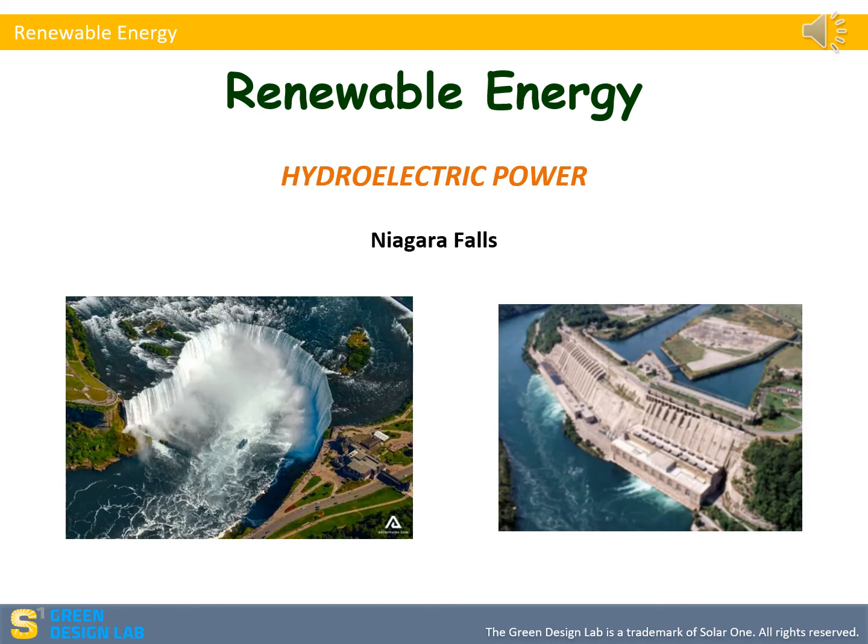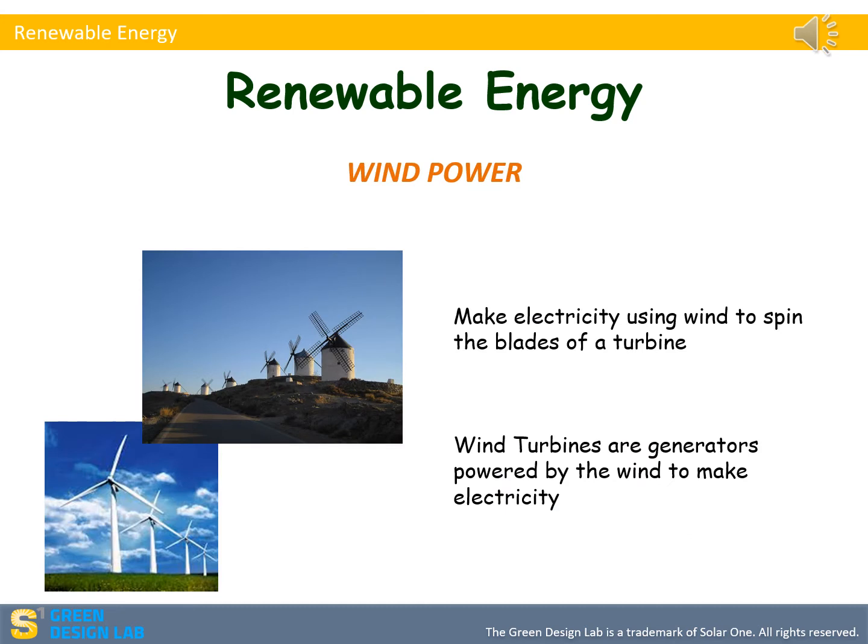A well-known hydropower project is located between Canada and the state of New York. Niagara Falls' first power station was built in 1893. Today, the Niagara River makes almost 2 million kilowatts of electricity in Canada and 2.4 million kilowatts of electricity in the United States.